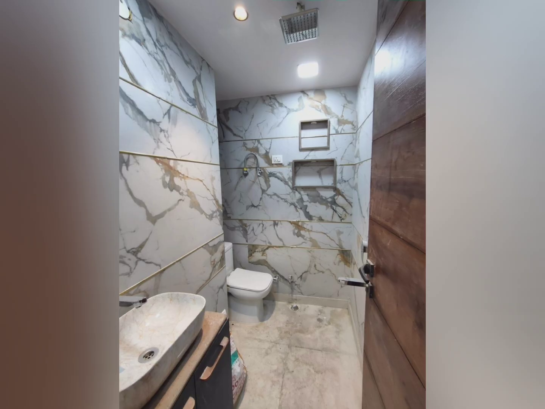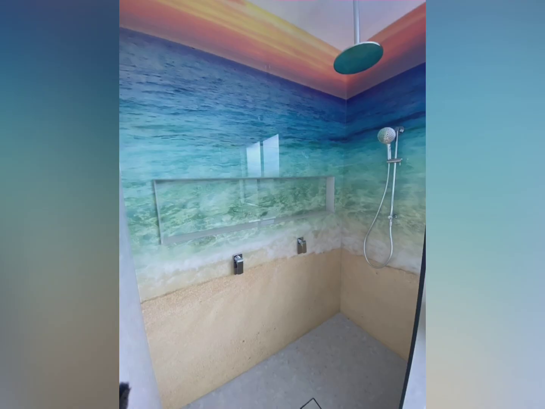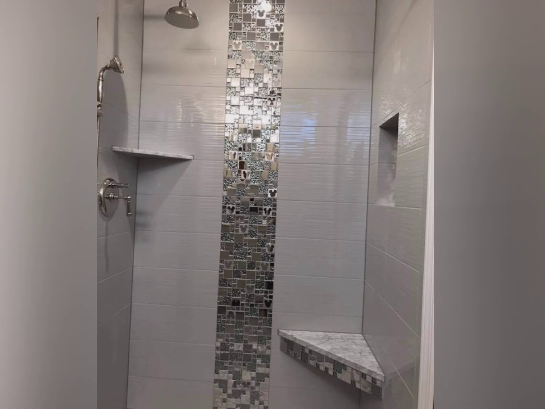So this is the way to calculate the bathroom tiles size and price. And friends, the price which I'm mentioning for the tiles is for branded tiles. If you want to go with a local brand, you will get it at a lower price, half of the price, which is 250 rupees. So it totally depends on your budget.